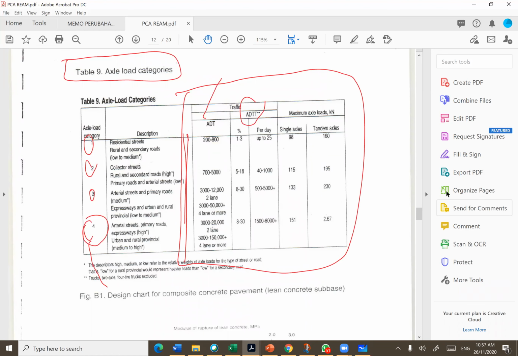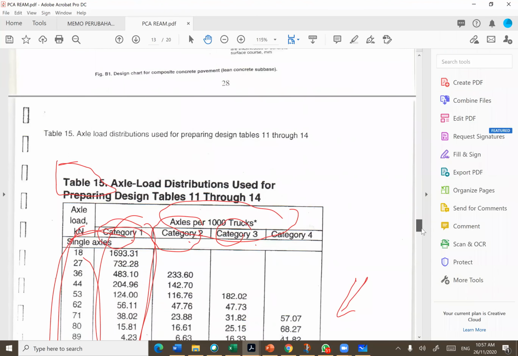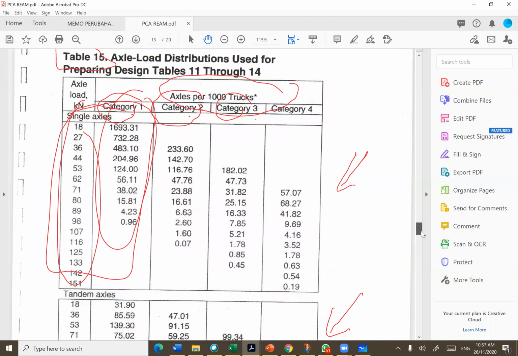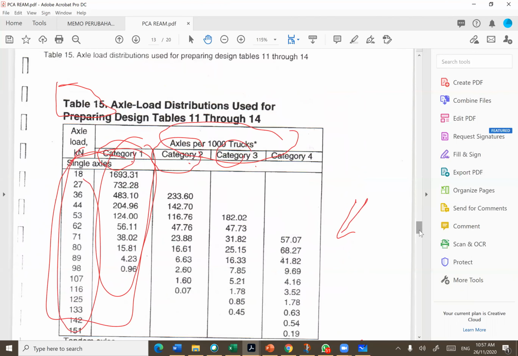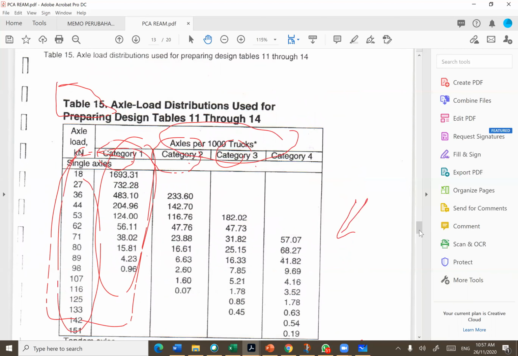Okay, so depending on whether it's category 1, 2, 3 or 4. If you think you are going to design a category 3, you go to this Table 15. You pick the axle loads distribution.